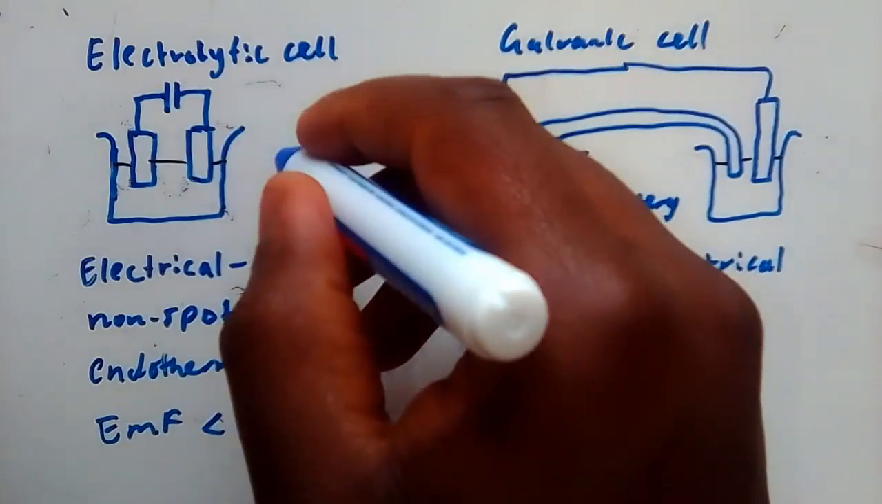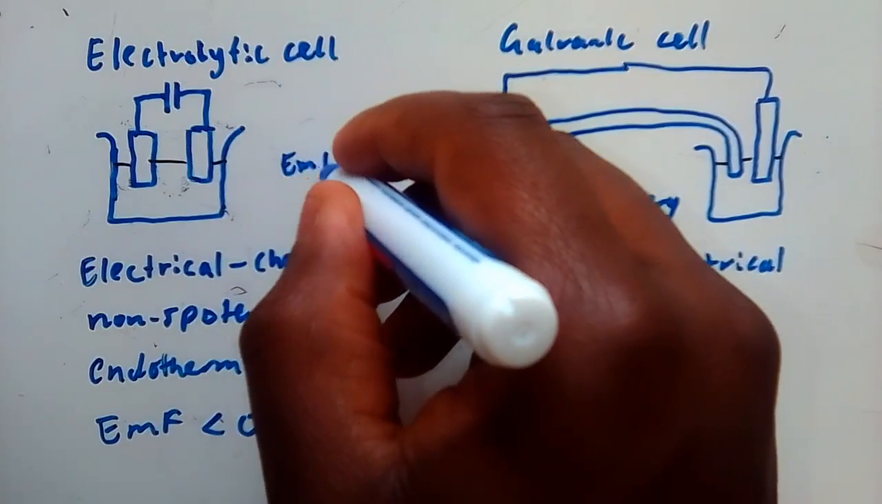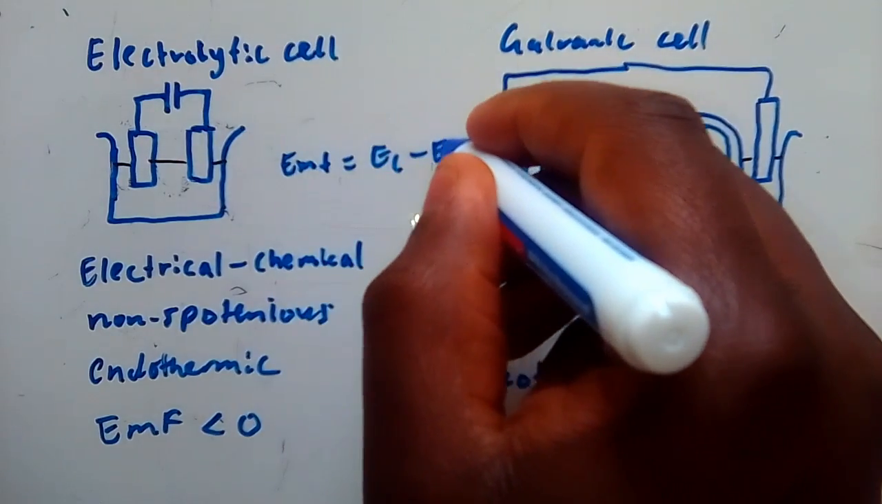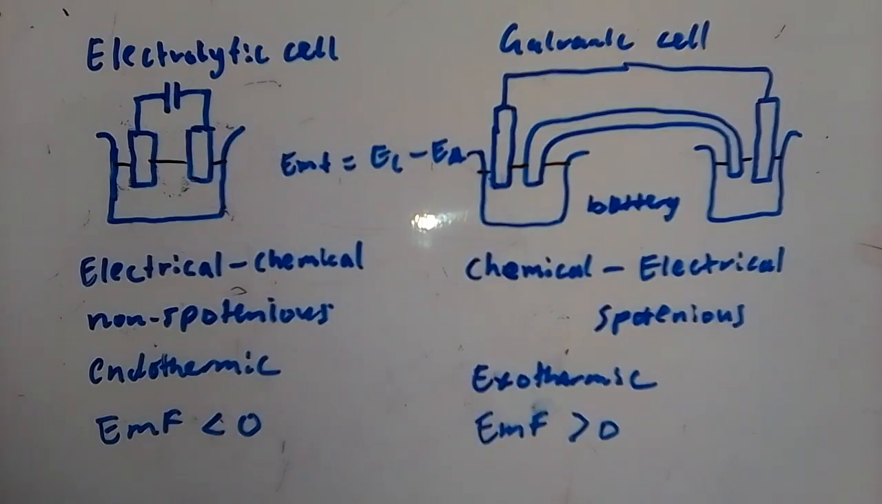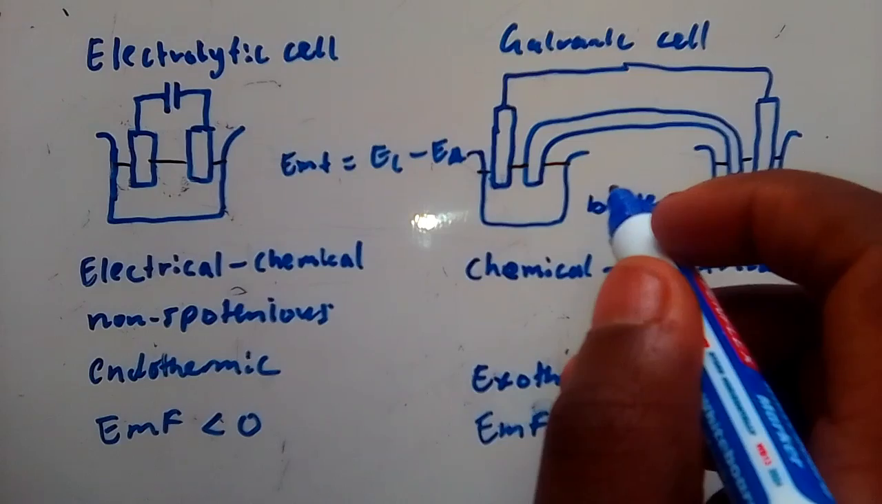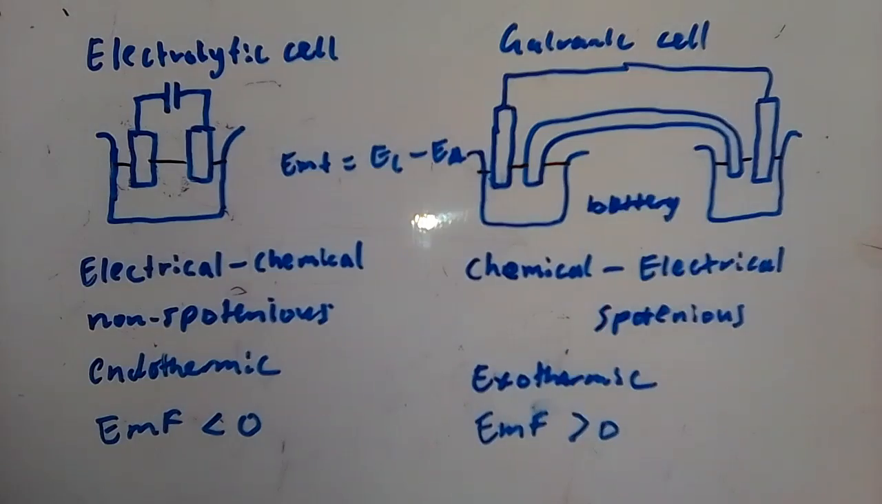So we know that the EMF for both of them is equal to the energy of the cathode minus the energy of the anode. So whenever we're using the electrolytic cell, our answer must be negative. Whenever we're using the galvanic cell, our answer must be positive.